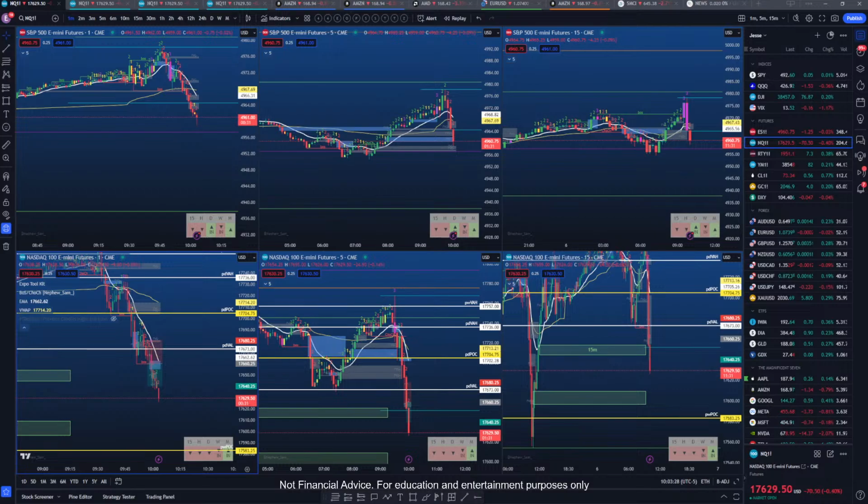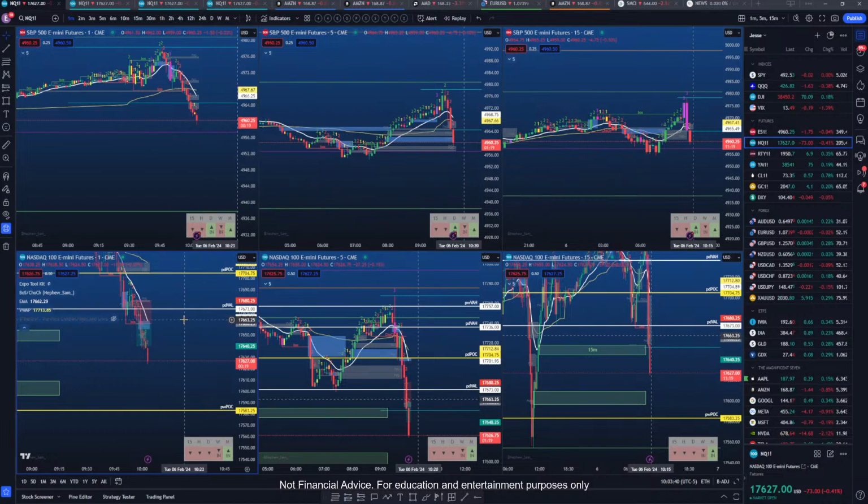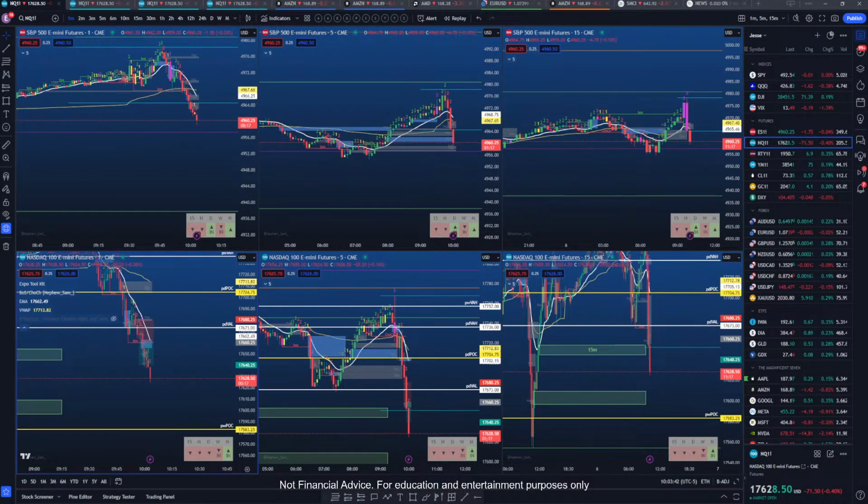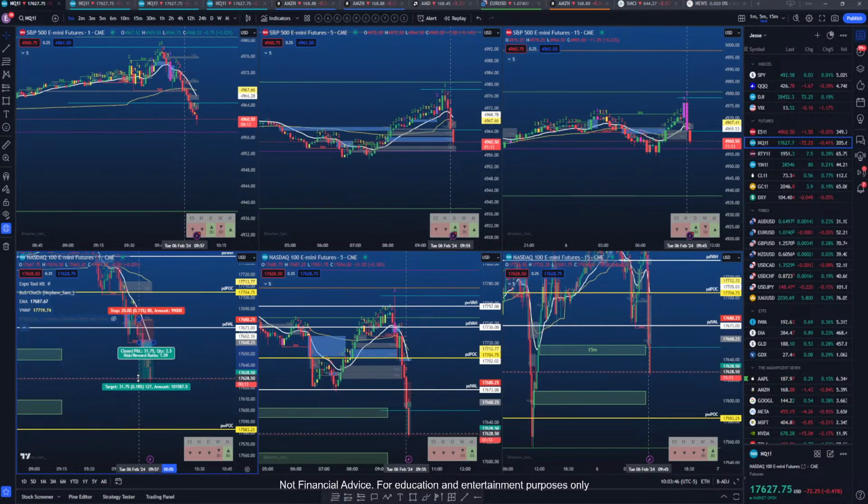Going stop loss break even soon. Okay, stop loss break even. Come on, just push. There it is. There's 1R. So now my 1R account is up 3R. And my trims account has not hit the 40-point trim yet.